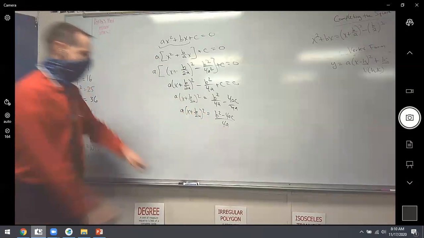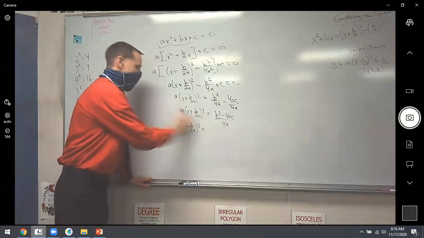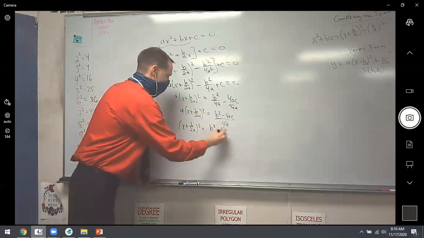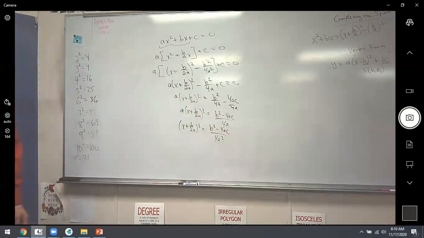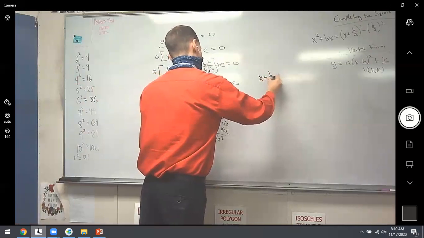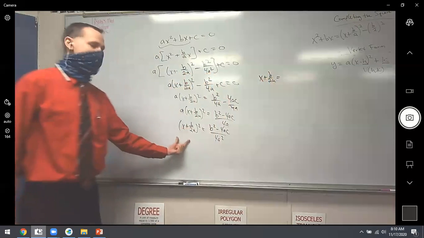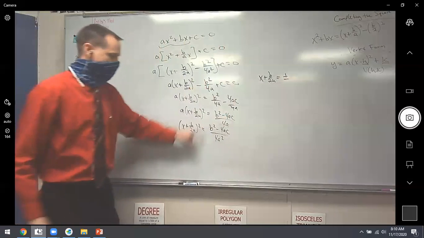If you divide by A, remember when you divide by something, just put it on the bottom. So this side here has another A on the bottom. It used to have 1, now it has 2. And you got the squared thing by itself. So how do you undo it? With a square root, right? Take a square root of both sides. So X plus B over 2A equals, don't forget your plus or minus, the square root of this thing.